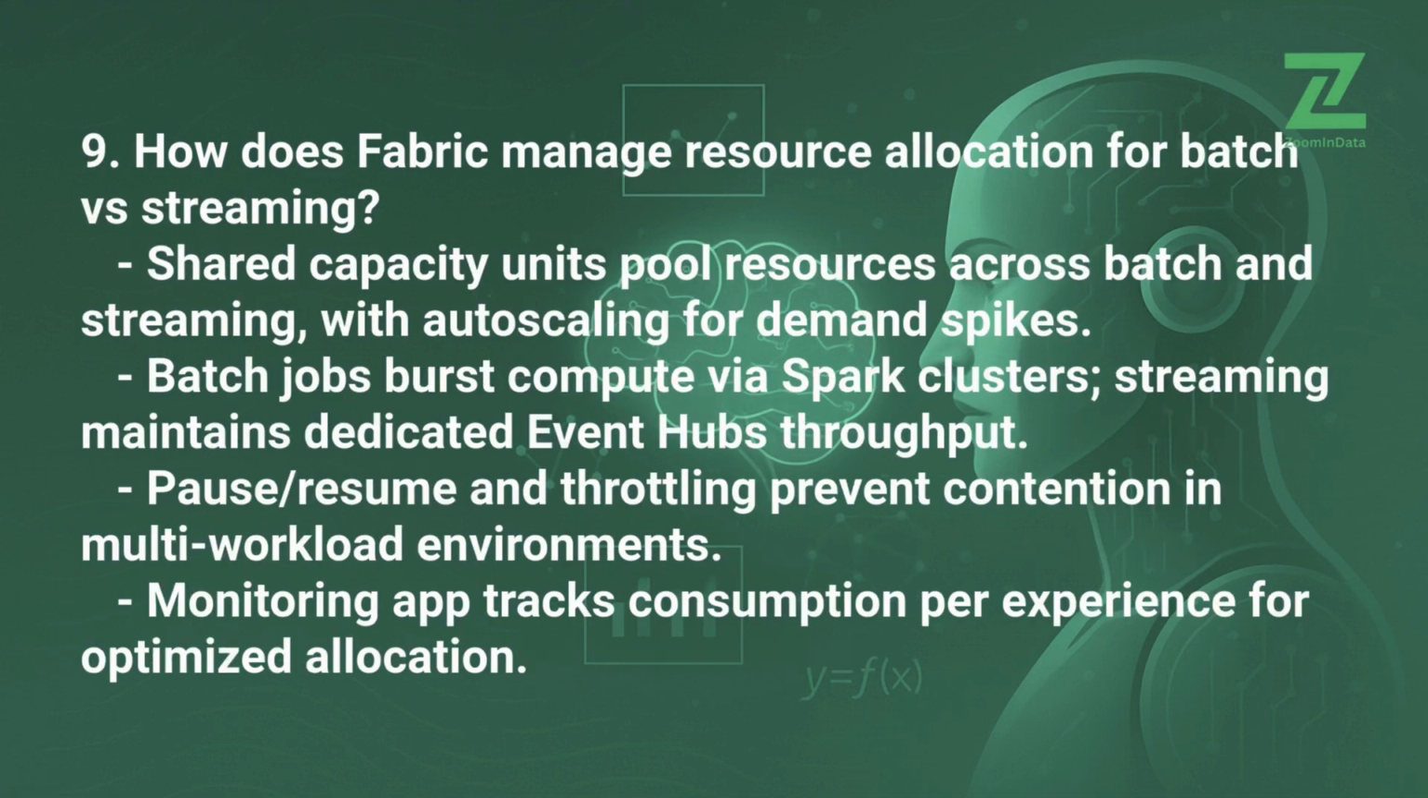9. How does Fabric manage resource allocation for batch versus streaming? Shared capacity units pool resources across batch and streaming, with autoscaling for demand spikes. Batch jobs burst compute via Spark clusters. Streaming maintains dedicated event hubs throughput. Pause, resume and throttling prevent contention in multi-workload environments. Monitoring app tracks consumption per experience for optimized allocation.